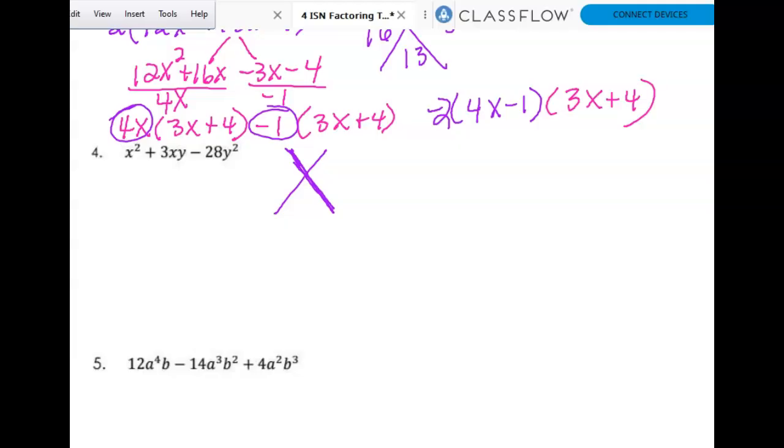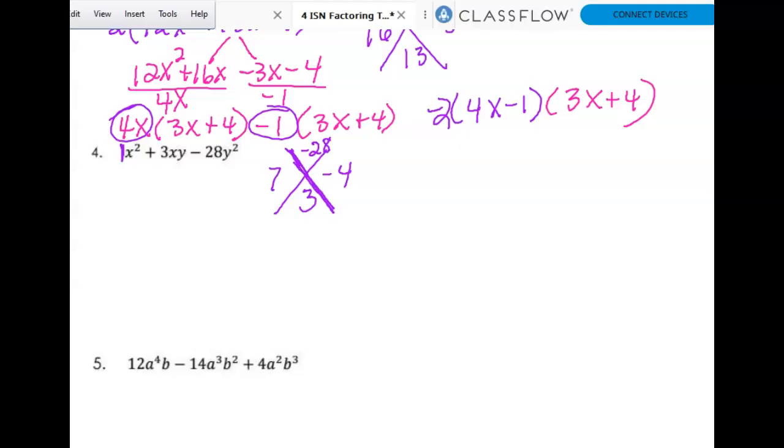So if I multiply, what's the number in front of x squared? So 1 times negative 28 gives me negative 28. And what number goes on the bottom? Was that scary? It wasn't. Give me factors in negative 28 that add to 3. 7 and 4. That was it. So we have 7 and negative 4.